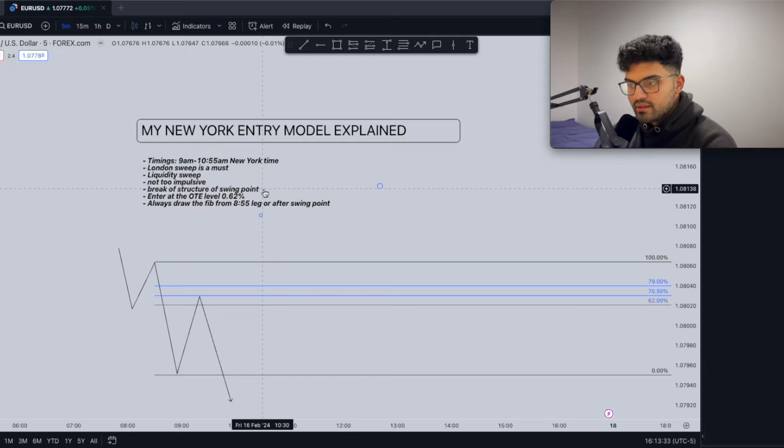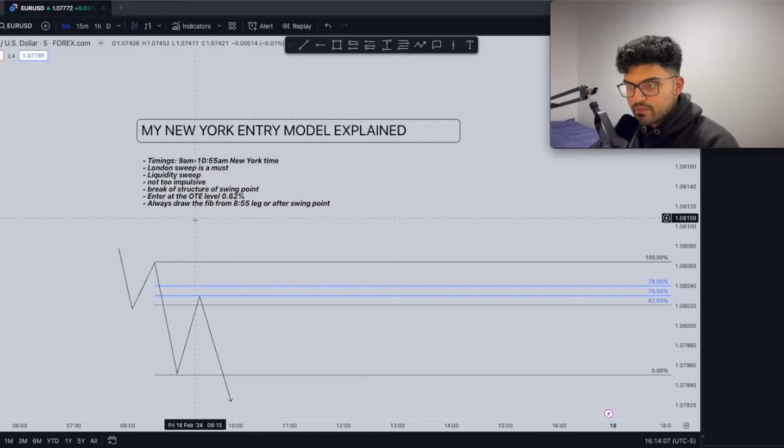Now, from all the data I've collected, I've seen that breaks of structure that happen at 8:30, maybe because of news or high volatility, are more like a trap, a smart money trap, if you want to call it. Usually that leg doesn't really hold, and it goes up and takes out stop losses as a liquidity sweep. And you might have seen that yourself. So I just scrapped 8:30, and I only want to see breaks of structure at 9 a.m. or after. That's why the session timings are 9 a.m. to 10:55 a.m. New York time.